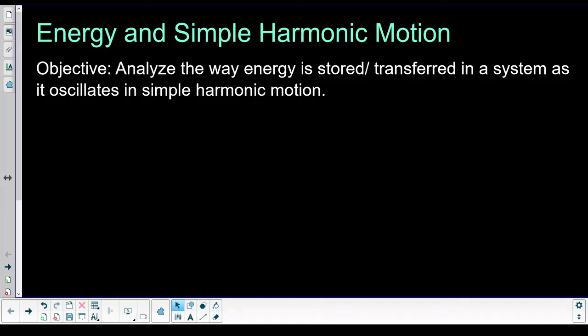Welcome back to another beautifully designed, well articulated, beautifully proofread lesson about physics. Today, we're going to talk about the energy of a simple harmonic oscillator.